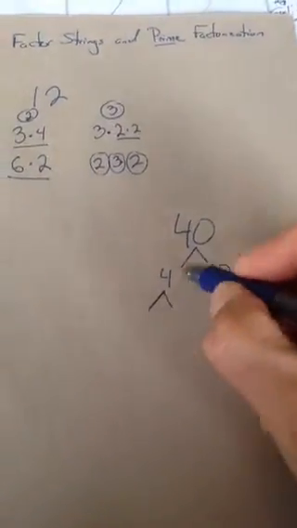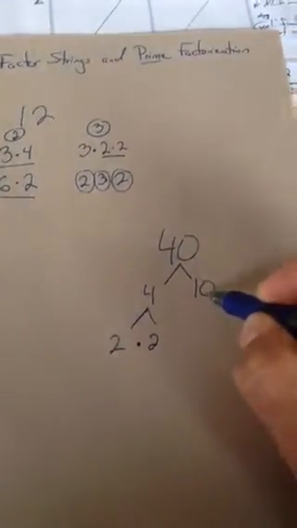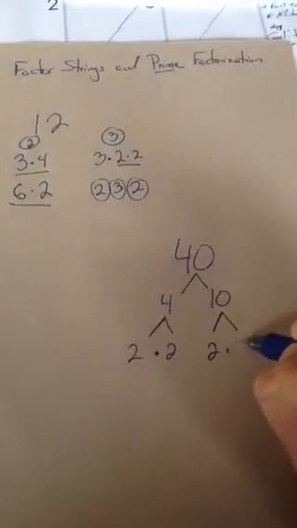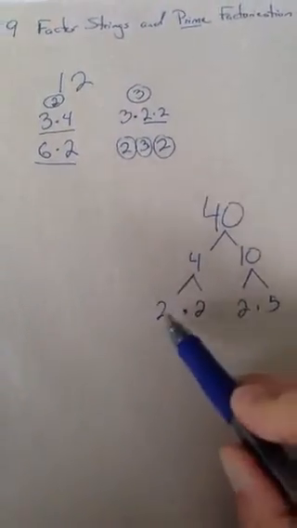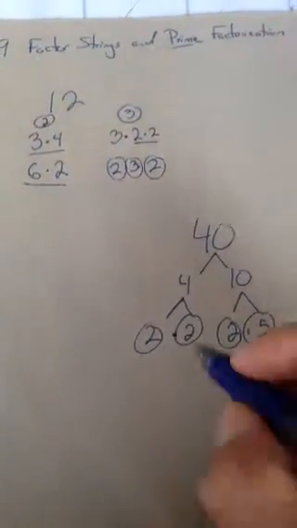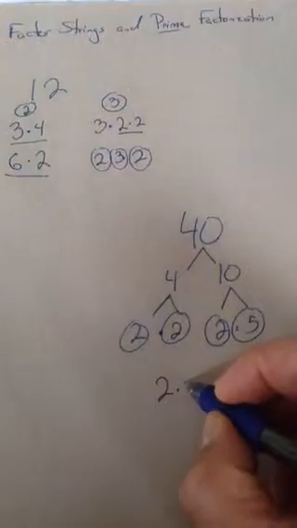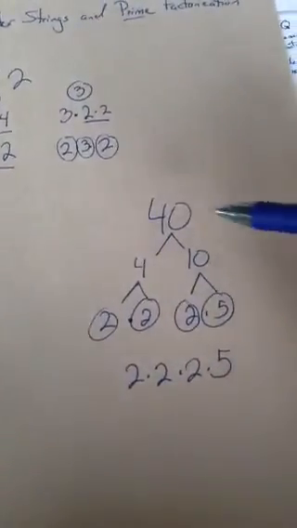I can break each of these down further and further, trying to stretch out my string. So 4, really that's a 2 times 2 in disguise. And a 10, that's really a 2 times 5 in disguise. And if I look again, I can't break these down any further because they're prime numbers. And so this is my prime factorization, my fingerprint for the number 40.